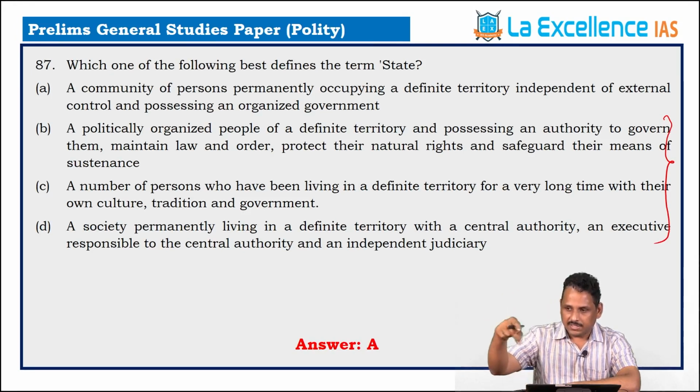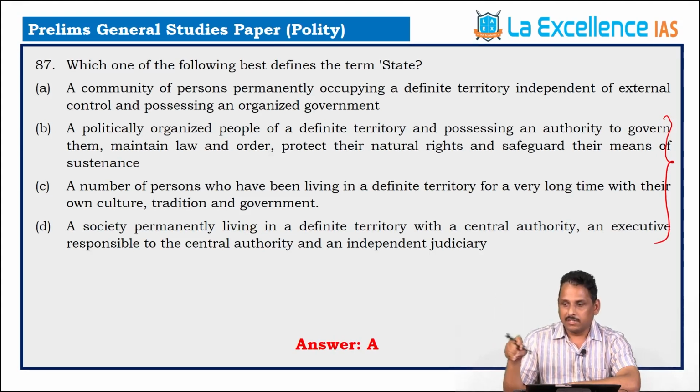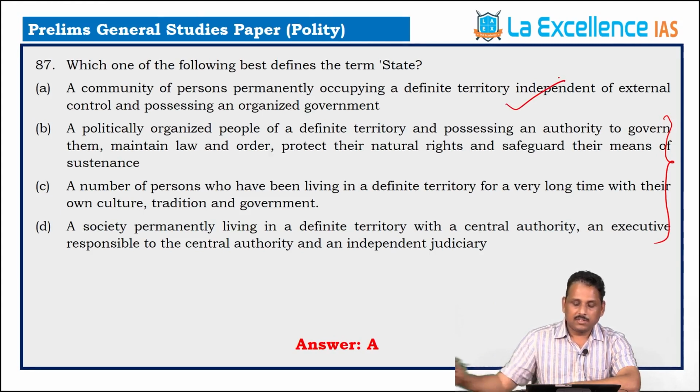A state shall have a territory and the people who are living in that state, permanent residents, and then the authority which is controlling or regulating those people. So based on the definition of the state, the answer is A.